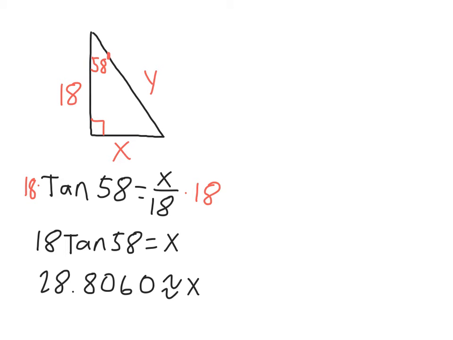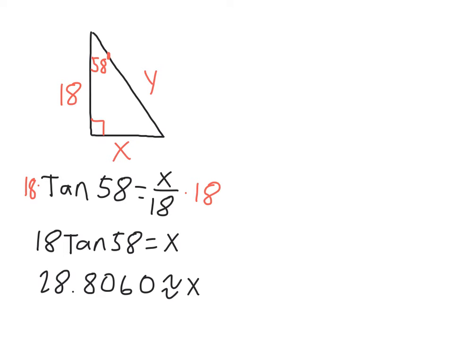So x is approximately 28.8060. Now we want to find y, now that we know what x is. So, to find y, we use 58 degrees, the side they gave us, and the side we want, y. Do not use, under any circumstances, x, because it's a rounded number. You never want to use rounded numbers in your calculations. It will mess up your answer.